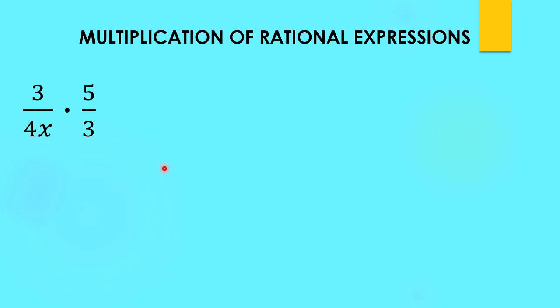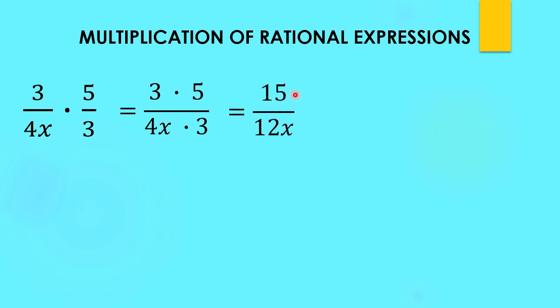So for example, if our rational expressions are 3 over 4x multiplied by 5 over 3, what will be the product? To multiply, let us follow the rule in multiplication of two fractions. We multiply numerator to numerator, then denominator to denominator. So we have 3 times 5, and then 4x times 3. So 3 times 5 is 15, over 4x times 3, which is 12x.